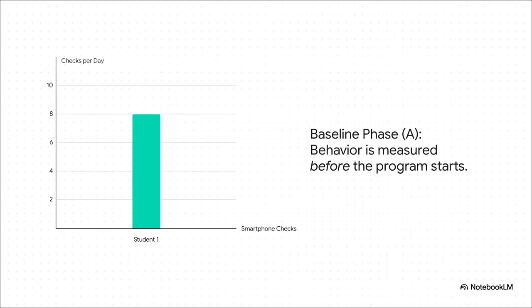So let's picture this with just one student. During phase A, the baseline, we're just observing. We're not doing anything yet, just tracking how many times a day they check their smartphone. And as you can see, that number is pretty high. This is our starting point.